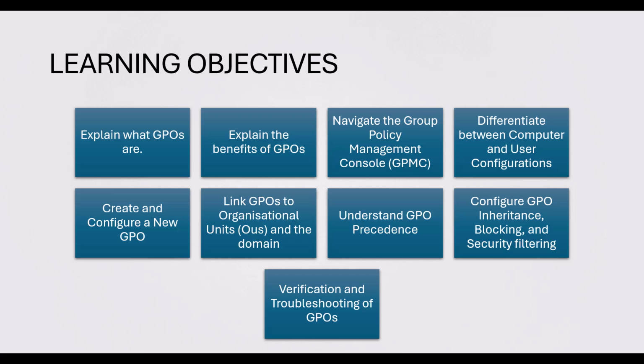And then we should also be able to create and configure new group policy objects and link them to the organizational unit and then the domain if required. We should also understand what we mean by GPO precedence, that's group policy precedence, and configure certain advanced features in group policy like inheritance, blocking, and security filtering. And then finally, we will learn how to verify and troubleshoot group policy objects.